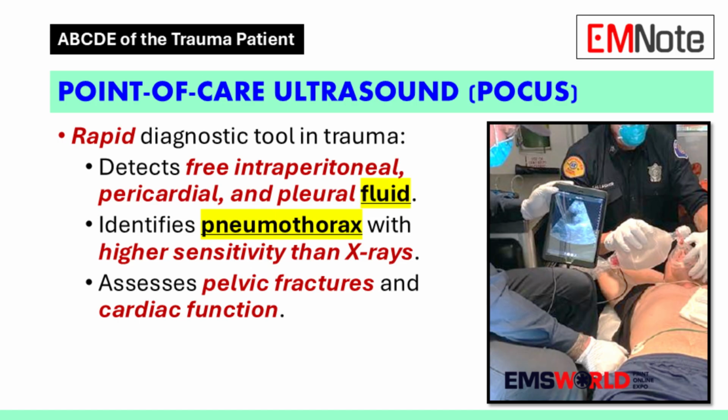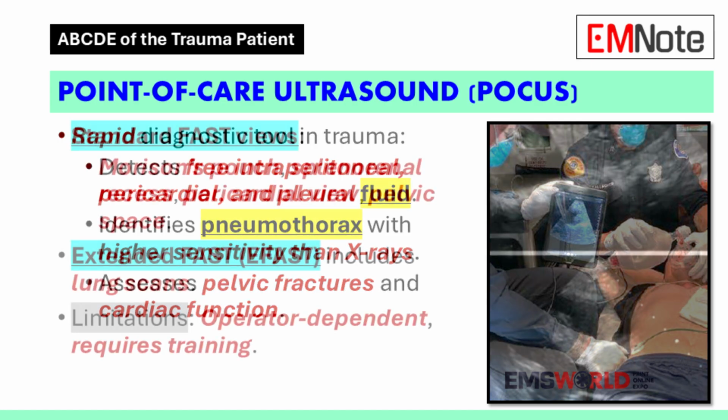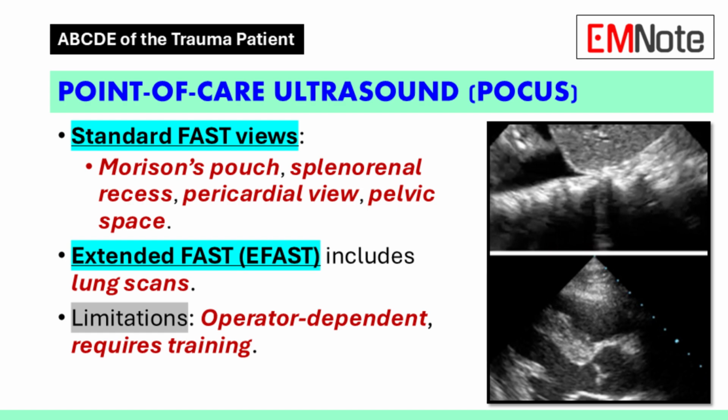It can also identify fluid around the pelvis in major pelvic fractures, suggesting internal bleeding. Focused cardiac ultrasound assesses cardiac function and can identify pericardial effusion. Standard FAST views include Morrison's pouch, splenorenal recess, pericardial view, and pelvic space. Extended FAST adds lung scans to detect pneumothorax. Ultrasound is a rapid, portable, and radiation-free imaging modality. Limitations include operator dependency and the need for specialized training.